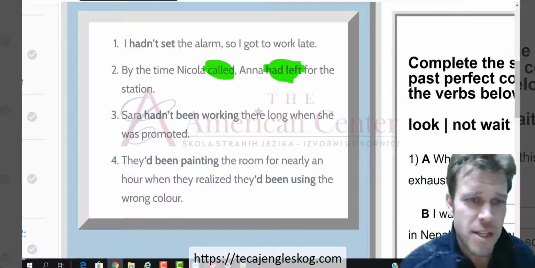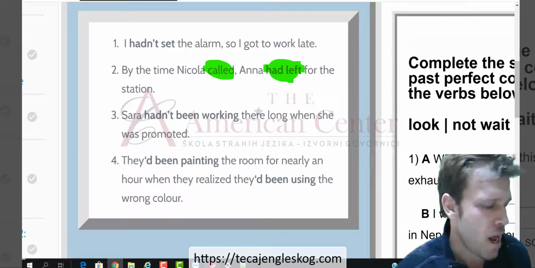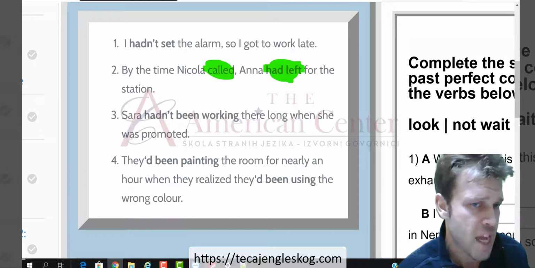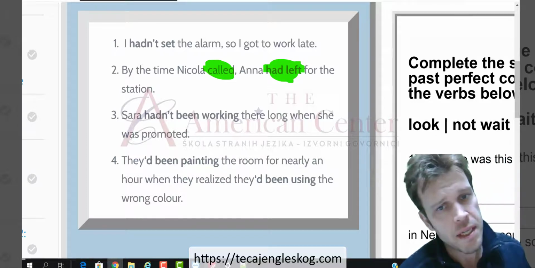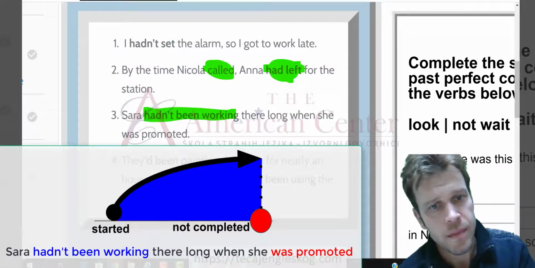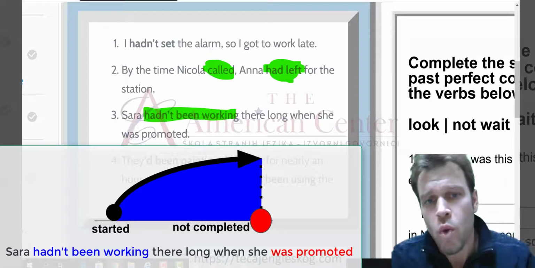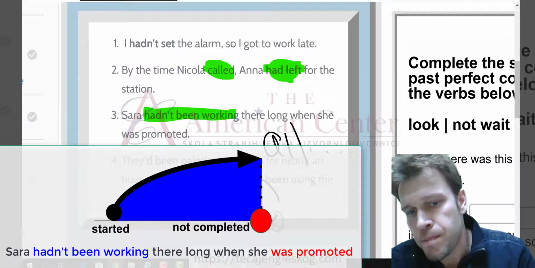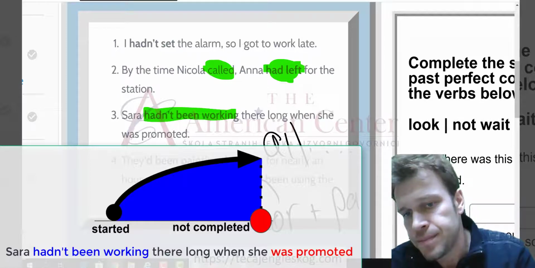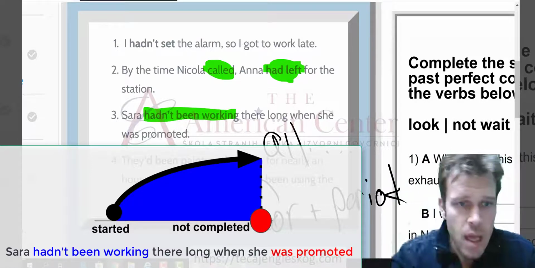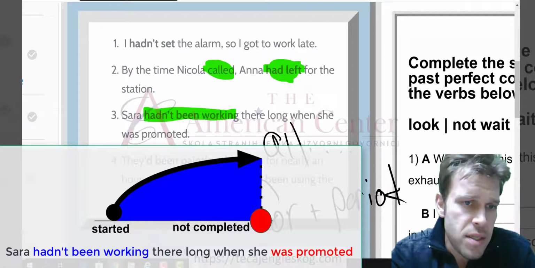All right, so number 3. Here we are not emphasizing completion, because you can see this is not past perfect simple. This is past perfect continuous: hadn't been working. We use words like all, for, plus a period of time.